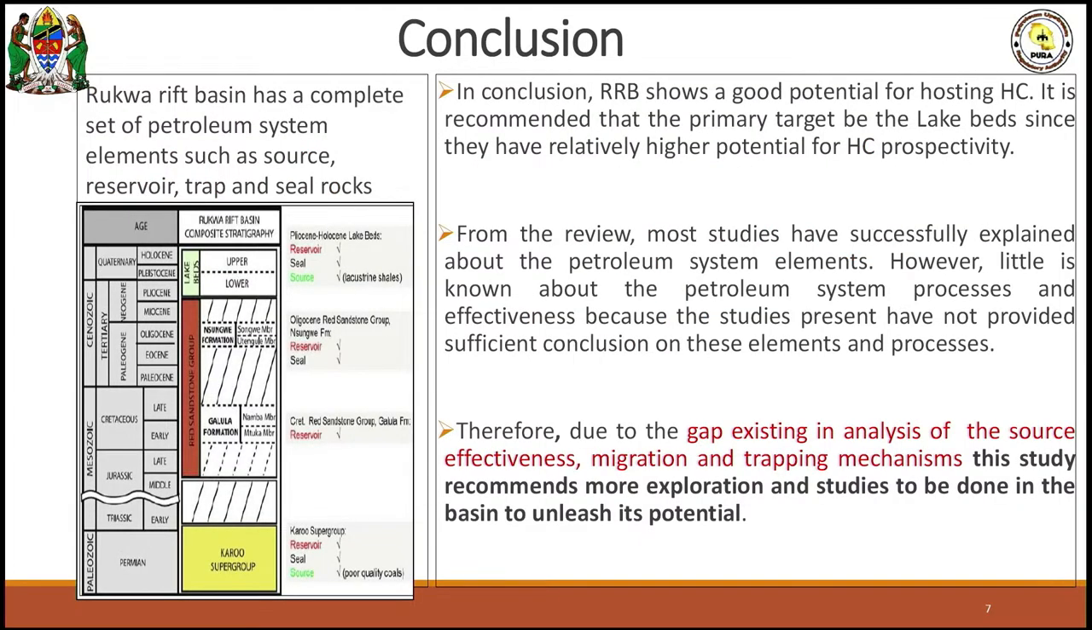Now, to summarize what I've been presenting, you can see on the left part a summary of the three depositional megasequences with the petroleum system elements. Among the three, the lake beds, the top one, prove to have very good potential for hosting hydrocarbons because they have a very good source, as I explained before, with type 1 kerogen and TOC of about 2.5%. They also have reservoir rocks with good porosity and permeability, as well as good seals. So we can say that the lake beds could be a good target for exploring more hydrocarbons.